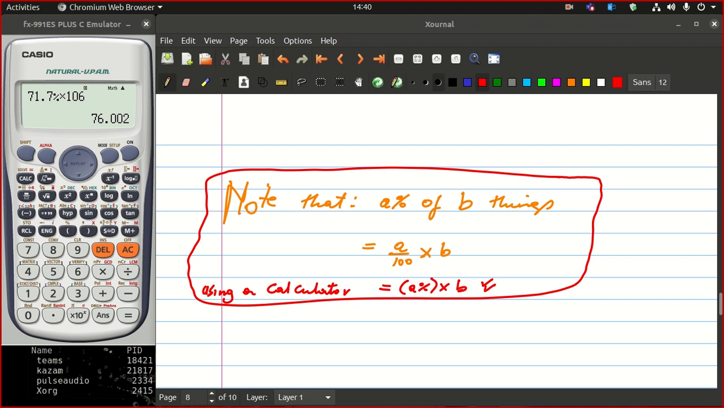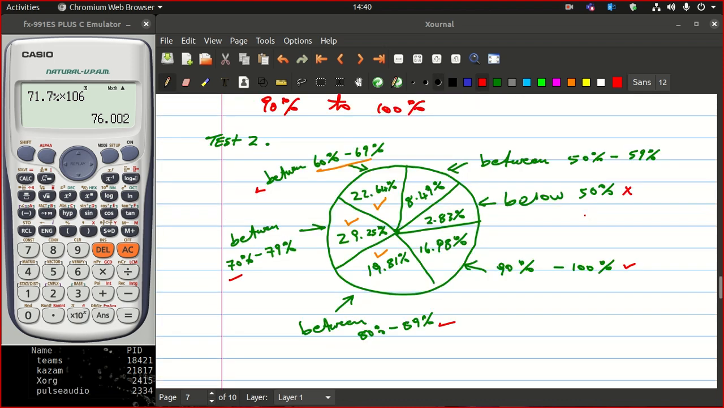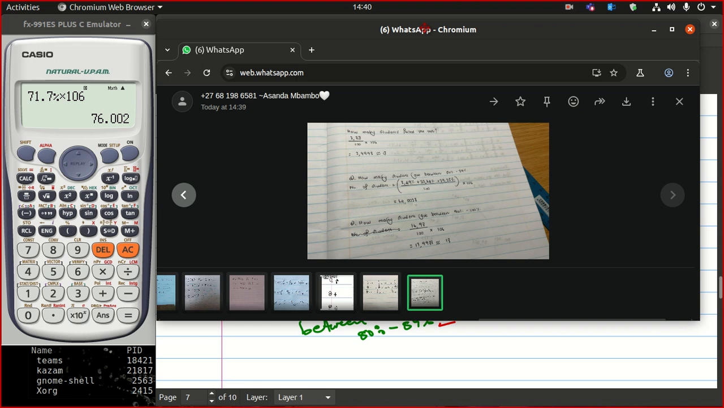Asanda, let's look at what you did. How many students failed the test? If you are looking at the number of students who failed the test, these students got below 50%, which means they have failed the test. So you took that percentage, which is 2.83, you divide by 100, and then you multiply by 106. You are getting a 3, which is what we were looking for. So this one is correct.